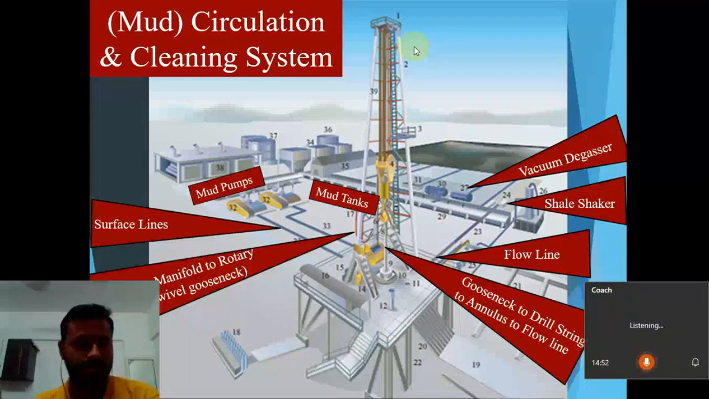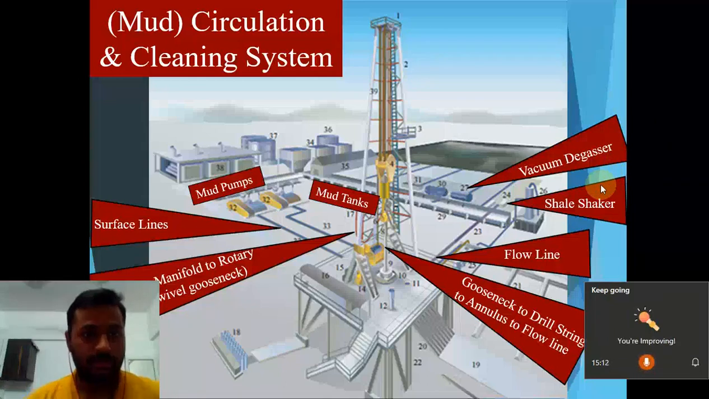We come back to the vacuum degasser. If there is any trip gas or minute amount of gas in the mud, this will remove that. We have to be careful about the degasser. There are at least two degassers on the rig. So this is the vacuum degasser. It is part of the mud circulation and mud cleaning system.